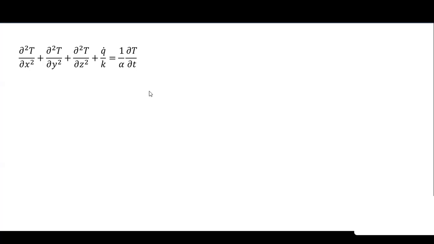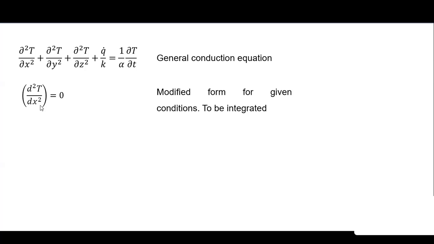Now we can simplify this equation in this fashion. It will become d square T upon dx square is equal to 0. From the last lecture, you can tell this particular equation is for one-dimensional steady state conduction without internal heat generation. So there is no heat generation, steady conditions are there, and the temperature gradients in y and z directions were also ignored, and we are getting this. And instead of partial differentiation, now it is written in terms of full differentiation because temperature is a function of x alone. So this is a modified form for a given condition.